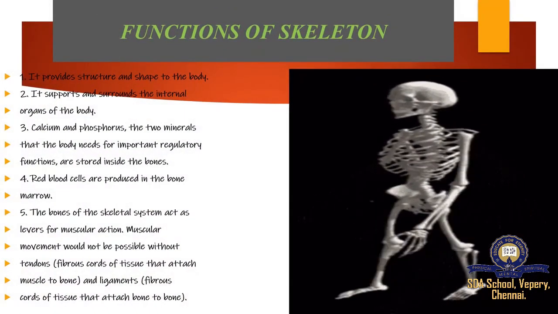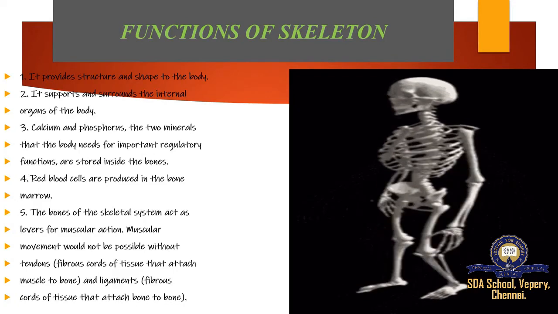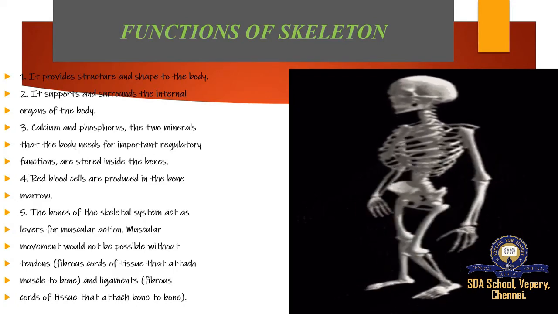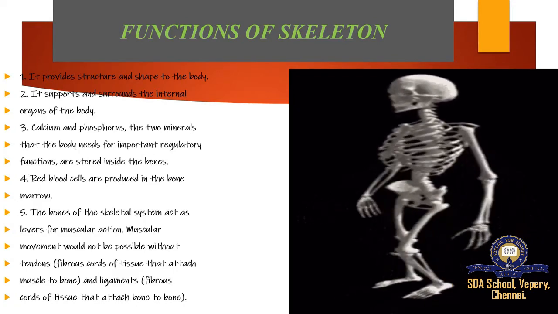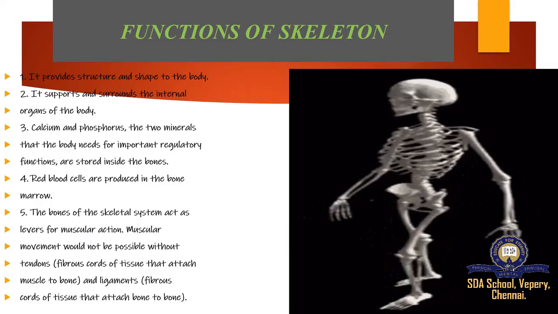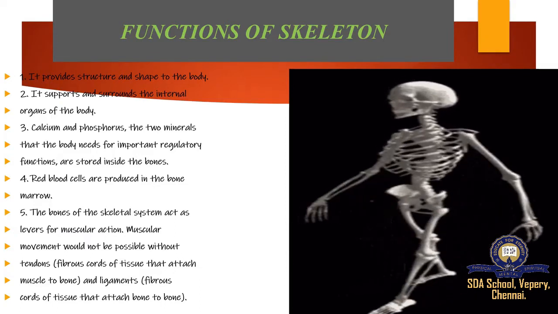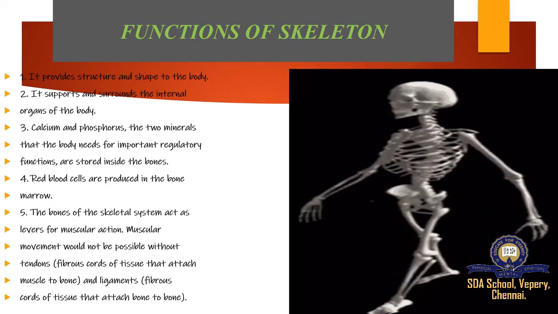Here we have a heading, functions of skeleton. So what are the functions of this skeleton? Now we are going to see. It provides structure and shape to the body. Yes, because it provides structure and gives shape to the body. It supports and surrounds the internal organs of the body. It supports our internal organs, and it also protects those organs.